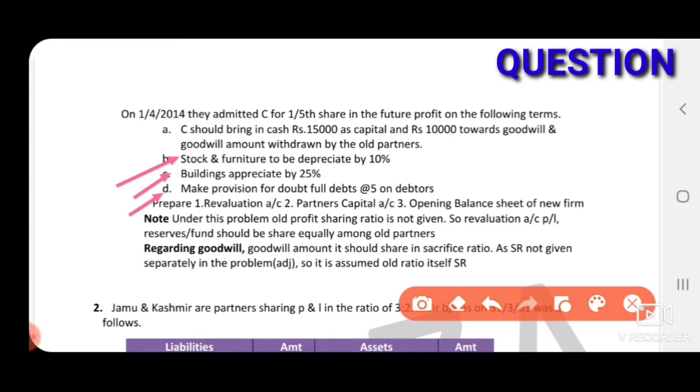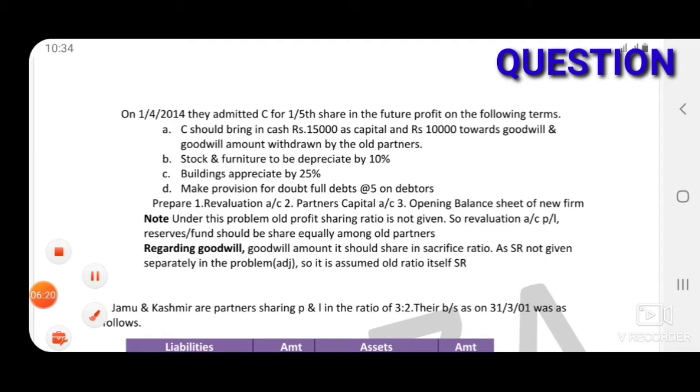Next, last adjustment, make a provision for doubtful debts at 5% on debtors. That is PDD, which is a loss. So the loss is recorded under revaluation account debit side, and you have to calculate the percentage on debtors amount. Now, these are the adjustments we compulsorily have to record under revaluation account.